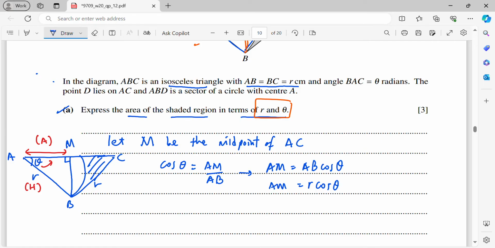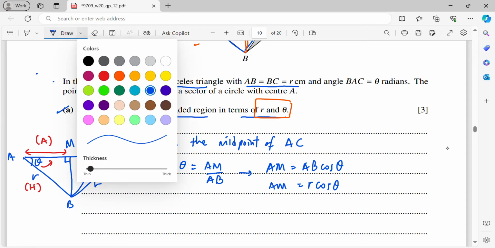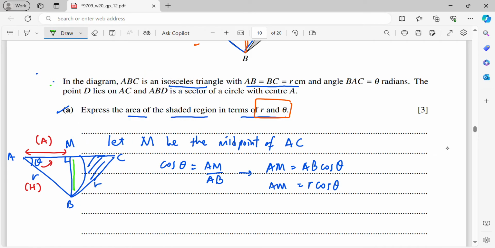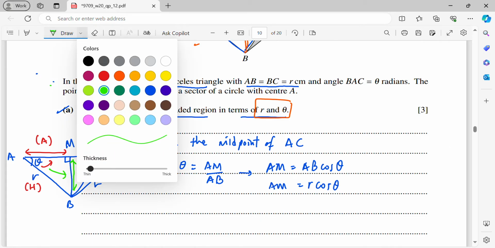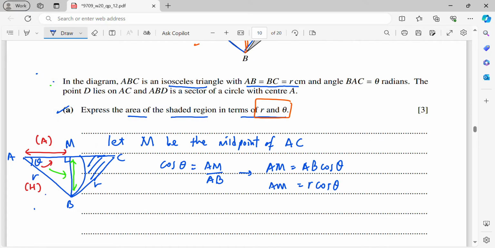Now to get the BM. Okay, so to get the BM, that is the opposite side. Which means if it is opposite side and we have the R, I'm going to use sine. So sine theta is actually BM over AB. Okay, so which means your BM is AB sine theta, which is BM equals to R sine theta.